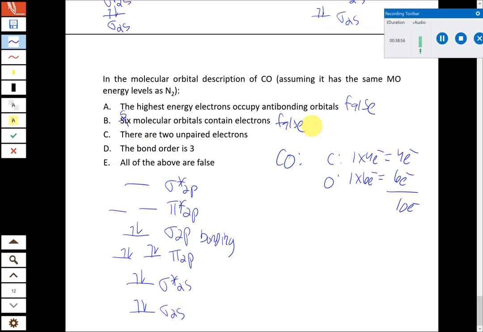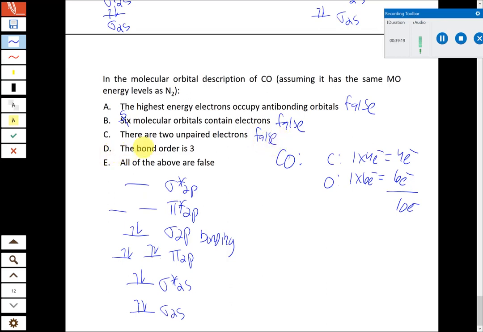Choice C, there are 2 unpaired electrons. We see that in this diagram, all electrons are paired. Remember, unpaired means that you would have a spin-up electron without a spin-down electron in the same orbital, but we see that all the orbitals are doubly occupied. Spin-up, spin-down, up-down, up-down, up-down. All electrons are paired, so there are 0 unpaired electrons. This is diamagnetic. This is false.